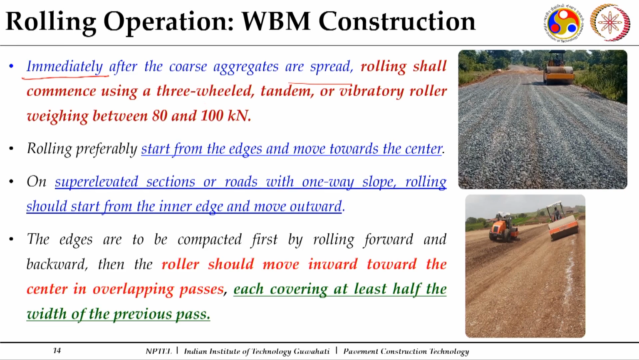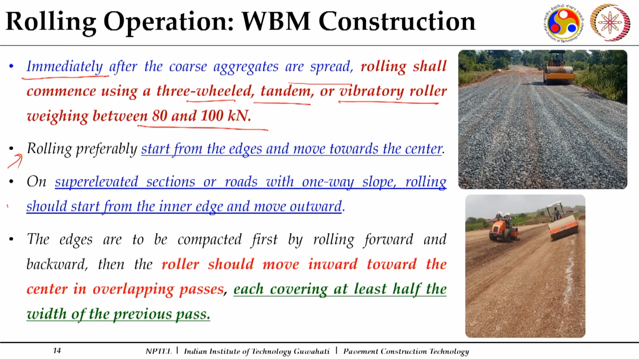Rolling should commence using a 3-wheeled roller, a tandem roller, or a vibratory roller having a weight between 80 to 100 kN. We discussed the different rollers. The rolling pattern is to be ensured, so that when you are rolling the coarse aggregates, the pattern is in the same manner. If there is a camber, a crown at the middle, you have to follow from the edges to the crown. If there is a one-side slope, then from the inner or lower edges to the outer edges. Rolling preferably starts from the edges and moves towards the center when there is a crown.